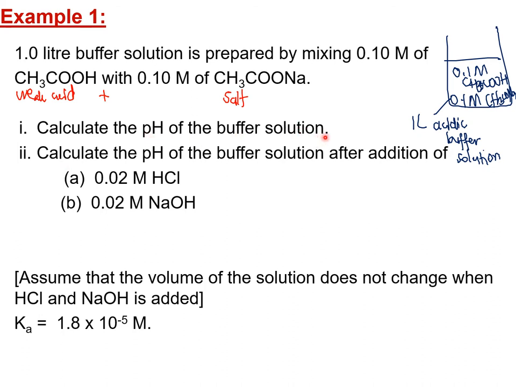Okay. So, next, disuruh kamu cari the pH of the buffer solution. Macam mana cari pH of the buffer solution? You kena guna Henderson-Hasselbalch equation. Yang panjang lebar tadi yang Miss terangkan tu. And then, next, disuruh kamu calculate the pH of the buffer solution bila kamu add a small amount of acid, which is 0.02 molar of HCl, and also a small amount of base, 0.02 molar of NaOH. So that's why it is important for you to hafal the equation after you add the small amount of acid or base in the acidic buffer solution. And kat sini dia bagi tahu, assume that the volume of the solution doesn't change when HCl and also NaOH is added. So it will be quite easier lah sikit. And then dia bagi tahu kat sini Ka, the acid dissociation constant for this whole thing ialah 1.8 times 10 to the power of negative 5 molar.